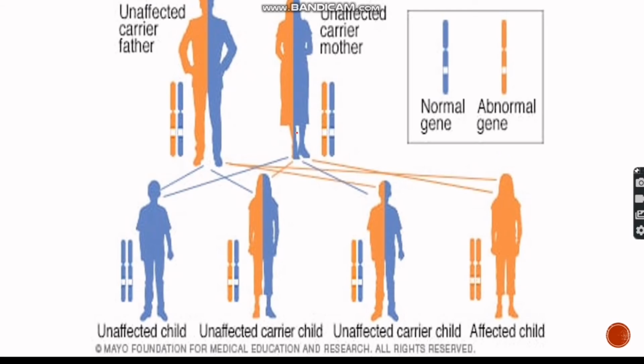So this is the autosomal recessive disorder in which both parents are carriers, they have one normal gene and the other one is a defective gene. So these are the chances for a child: 25% chance that the child is affected, 50% chance that it is an unaffected carrier child, and 25% chance that it is a healthy child.